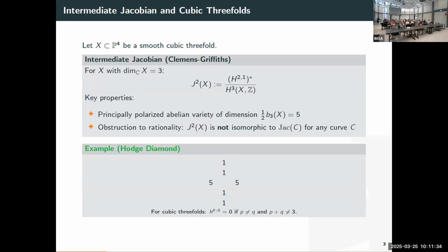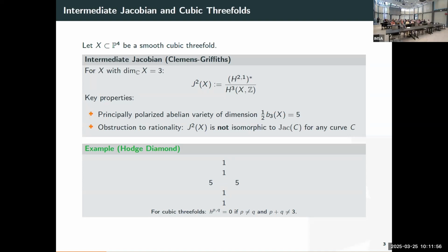We have 4 algebraic cycles in degree 0, 2, 4, and 6. And then transcendental 5 and 5. So in the middle we have a Hodge diamond, which looks very much like the Hodge diamond of a genus 5 curve.